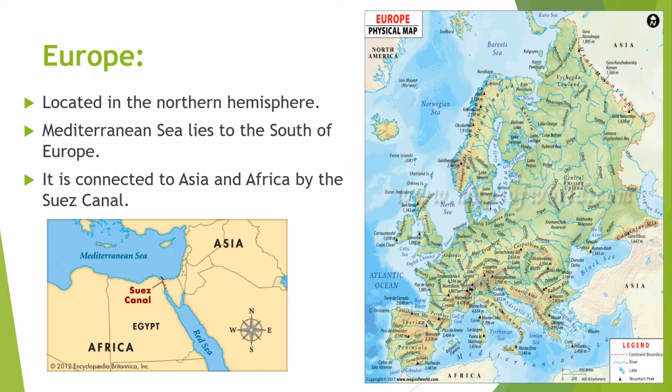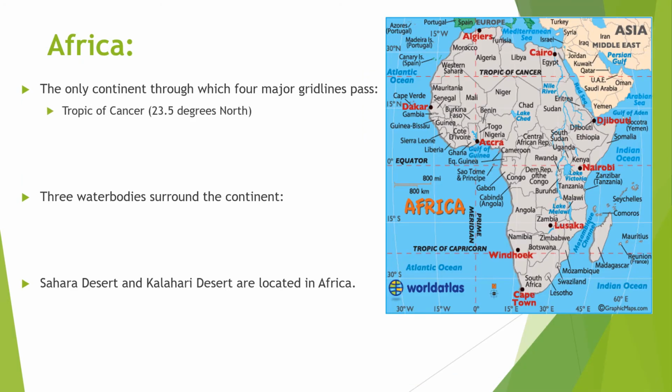southern border. The continent of Europe is further connected to Asia and Africa by the Suez Canal, which is a very important waterway for global trade. The Suez Canal facilitates trade between 3 major continents, Asia, Africa, and Europe, on a daily basis. Moving on to the continent of Africa.